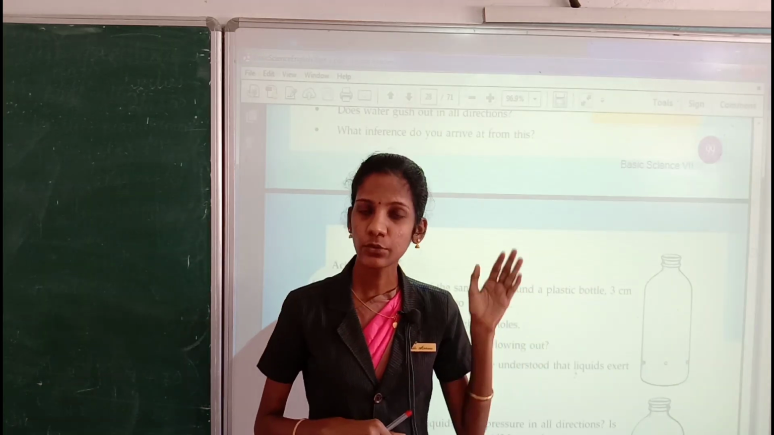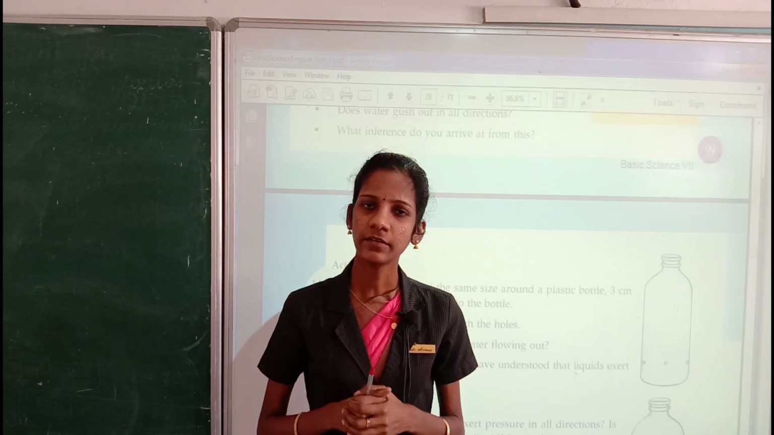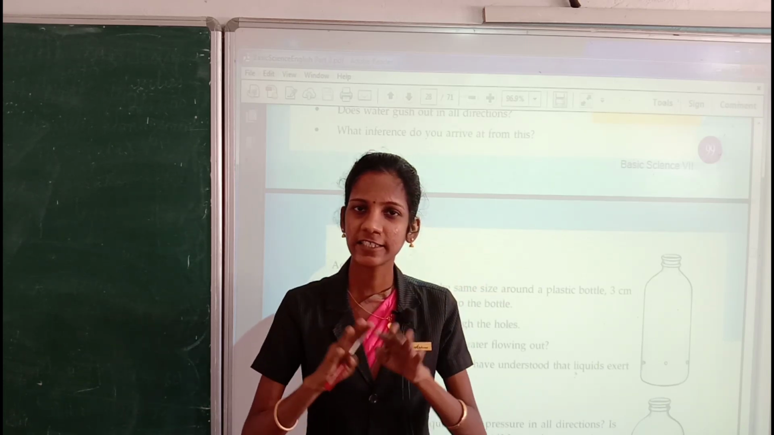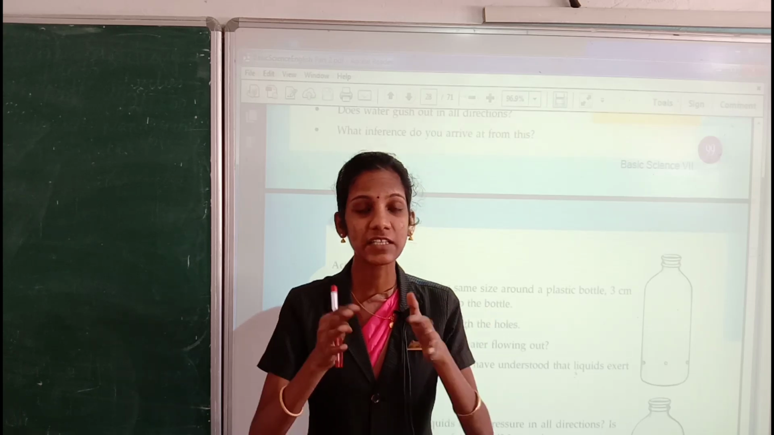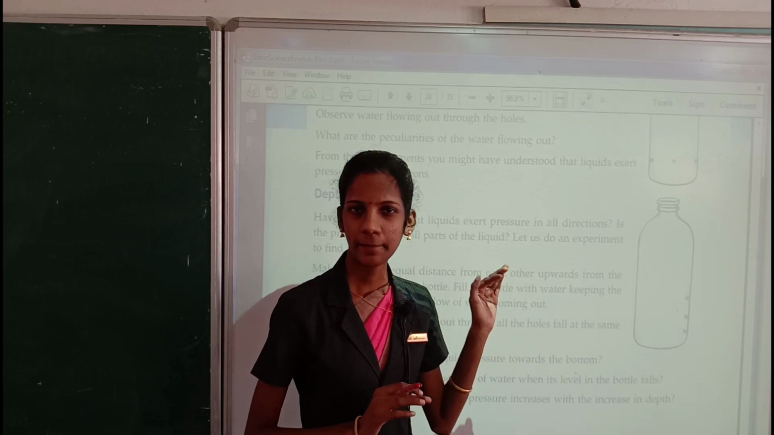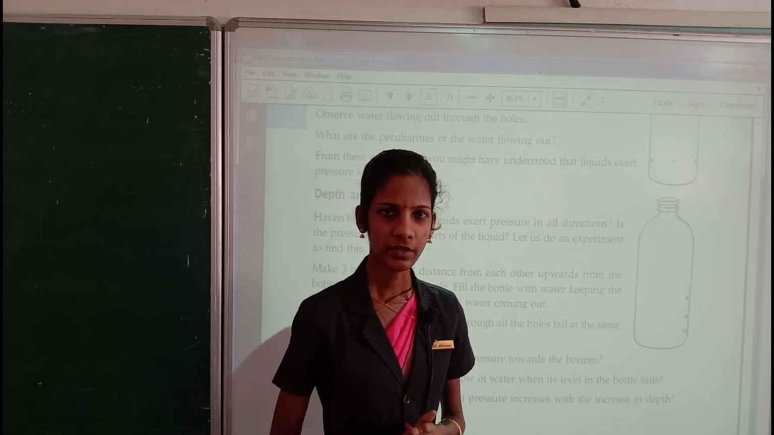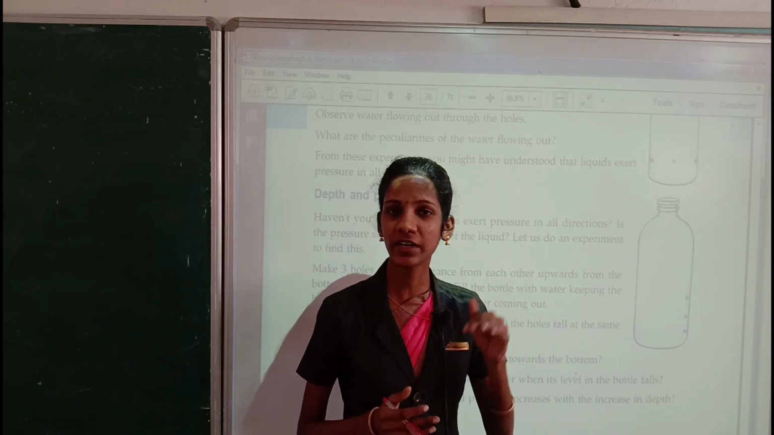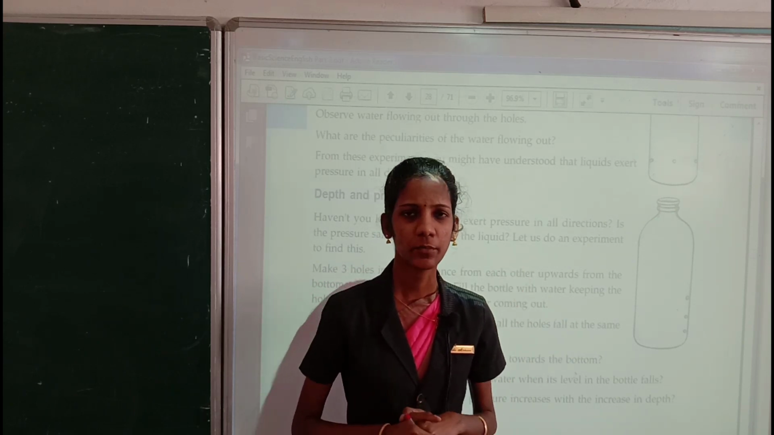So from these 2 experiments it is clear that liquid can exert pressure on every object, and this pressure exerted by the liquid will be towards different directions, not towards a single direction. Here you can see a bottle with 3 holes, isn't it, children? What is the peculiarity of those holes? Yes, these 3 holes are made at a different distance from the base of the bottle.